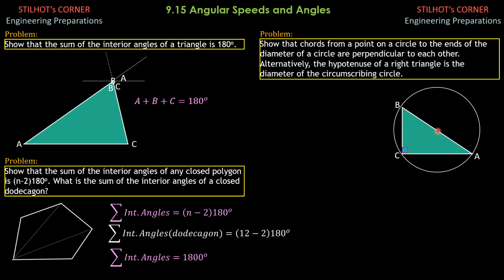So if this is the center, because this is the diameter, that's the given, chords drawn to the ends of the diameter are perpendicular to each other. So if this is the diameter, then the center is here, the radius of the circle is r. So that's the diameter, and the angle subtended at the center by this arc is a semicircle, so 180 degrees.